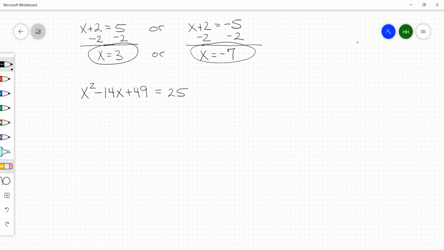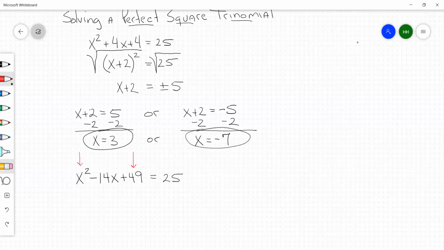All right, and again, now on the left-hand side of this equal sign, your first term is an x squared, which is a perfect square, and your last term is a positive 49, which is also a perfect square. Now, the only difference in these last two problems is the sign of the middle term. And in this case, the sign of the middle term is negative. So this is another perfect square trinomial.